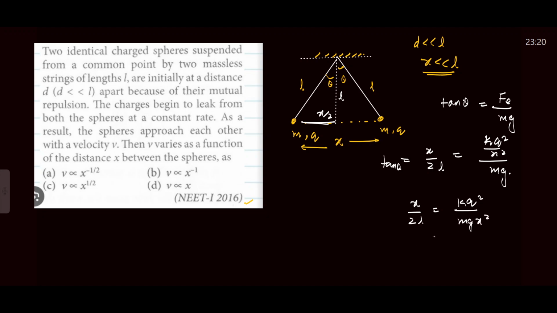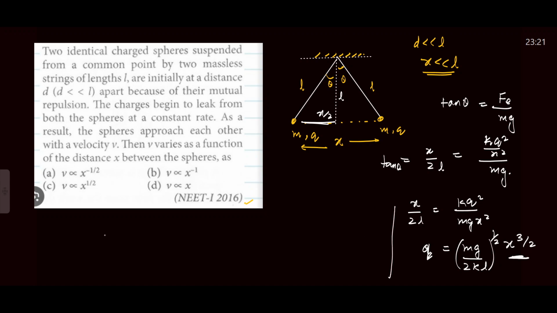So from here q is equal to the square root of mg by 2kL, into x to the power 3 by 2. This is a very simple thing. If I write it, you can understand this part. So we know the q value from here. The bracket part is a constant, so you will see x to the power 3 by 2 is there.